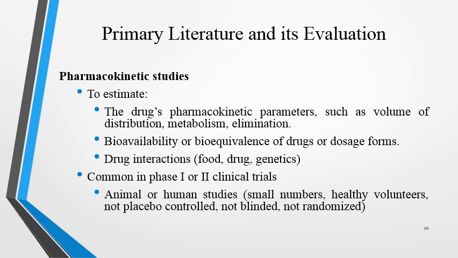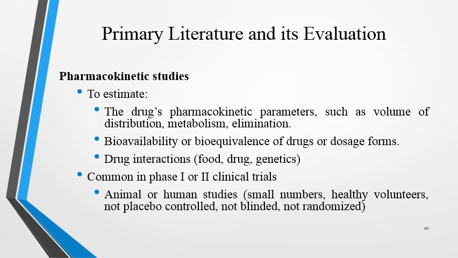The primary literature may involve pharmacokinetic studies, in which the investigator will be investigating the drug's pharmacokinetic parameters such as the volume of distribution, metabolism of the drug, and elimination of the drug. The investigators may also determine the bioavailability of the drug or the bioequivalence of the drugs or dosage forms. The investigator may also study drug interactions, including drug-food interactions, or any drug interactions that are based on genetics. And these studies are mostly carried out during phase 1 and phase 2 of the clinical trials.